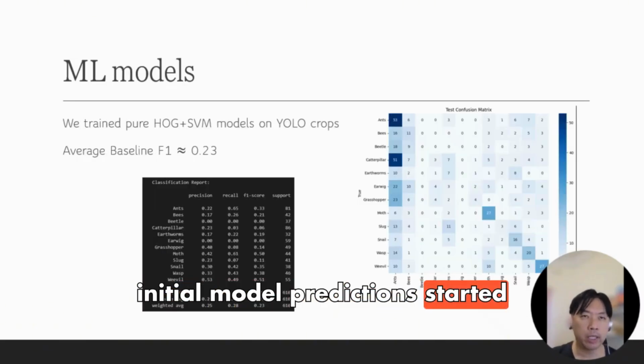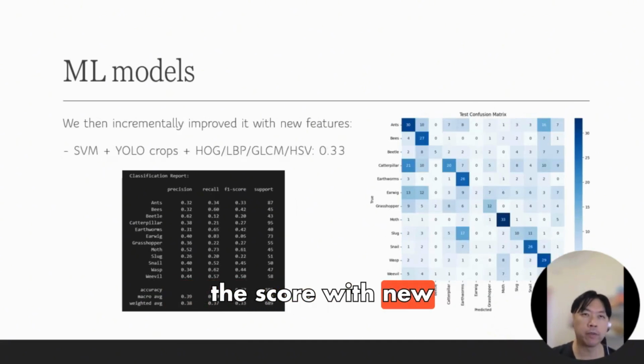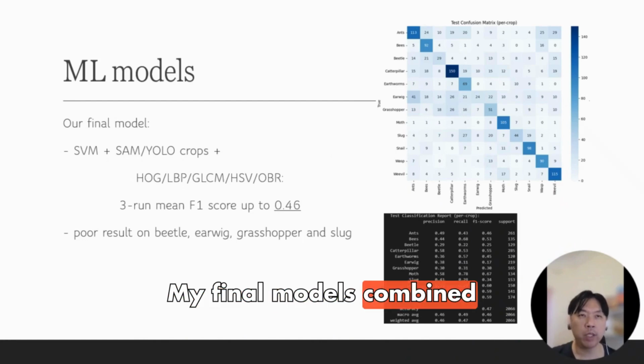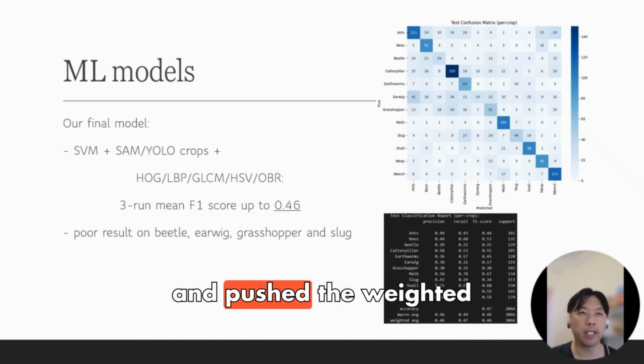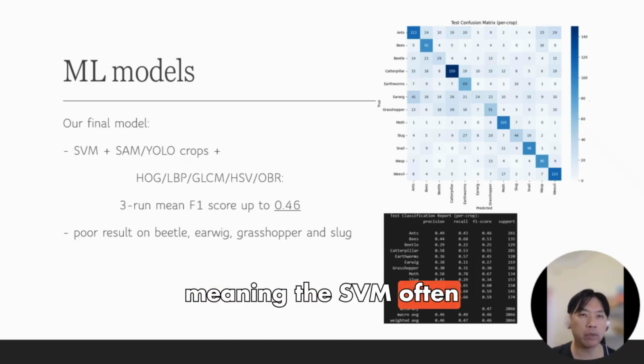The initial model prediction started off with a mere F1 score of 0.23 with only HOG plus SVM, and slowly improved the score with new features and different settings. My final models combine Mobile SAM crops with the full feature set and push the weighted F1 score up to about 0.46. The main limitations remain on the field pest classes, where recall is very low, as you can see in the reports, meaning the SVM often missed them.